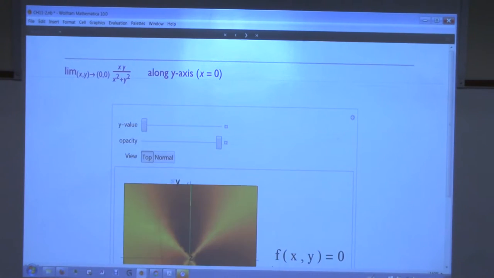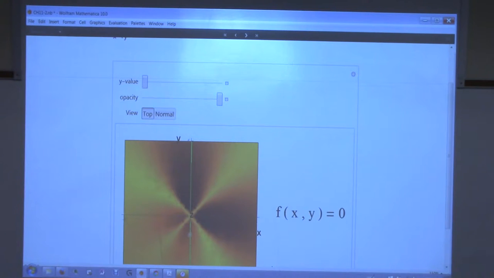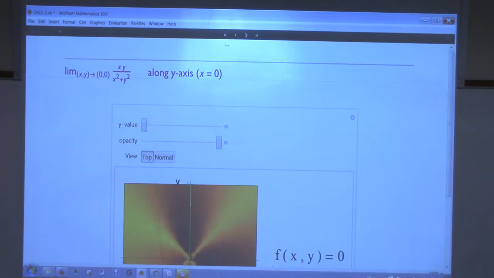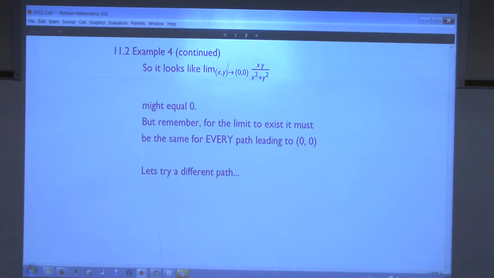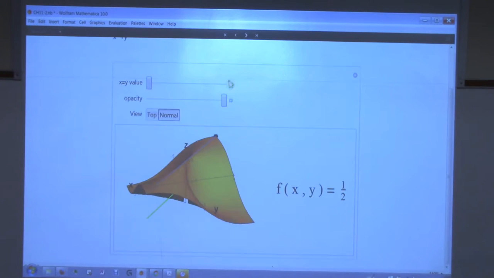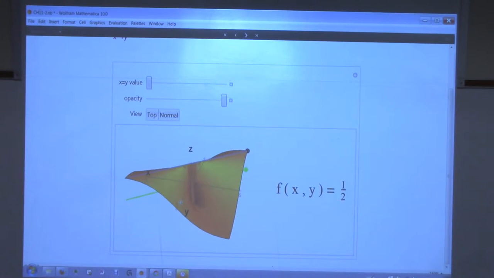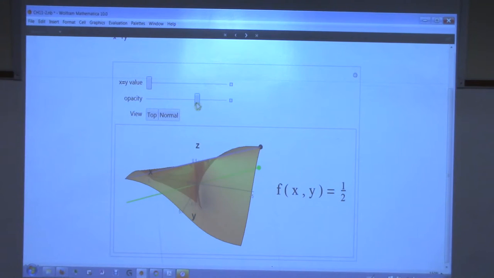Look at that from the top, running along the y-axis. But now if we try to come in along y equals x, there's along y equals x. And you can see pretty obviously that we're up on that top ridge now. So we're up at 1/2. Got it?